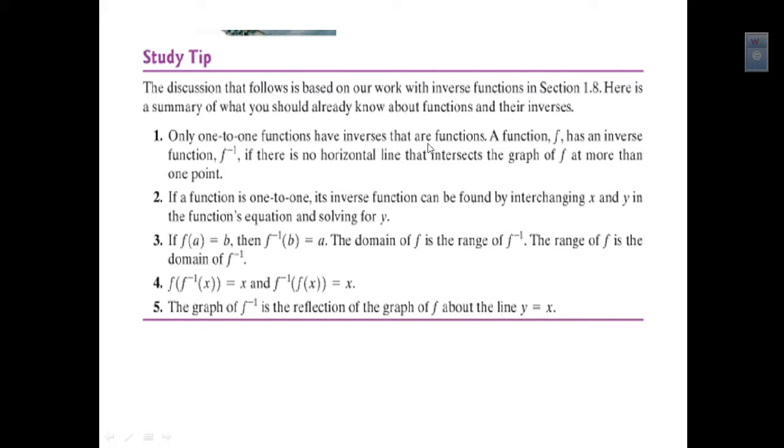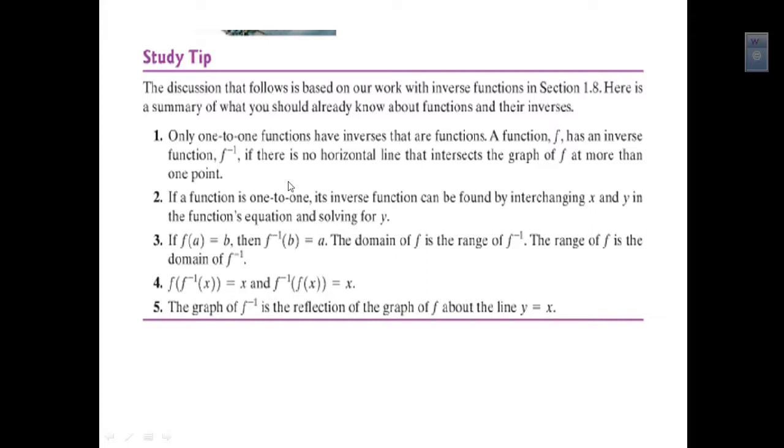But here's a summary of what you should already know about functions and their inverses. Only a function that is one-to-one will have an inverse that's also a function. A function f has an inverse function, written f to the negative 1 power, but that's not actually an exponent, it's notation, if there is no horizontal line that intersects the graph of f at more than one point. That's where we talked about the horizontal line test.